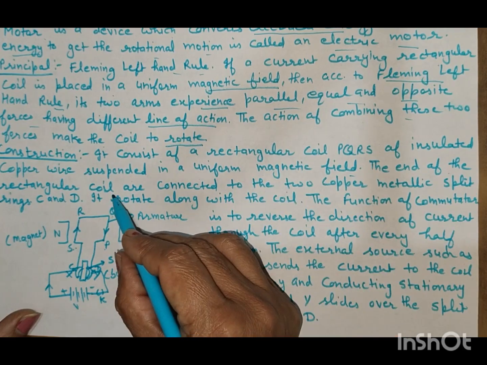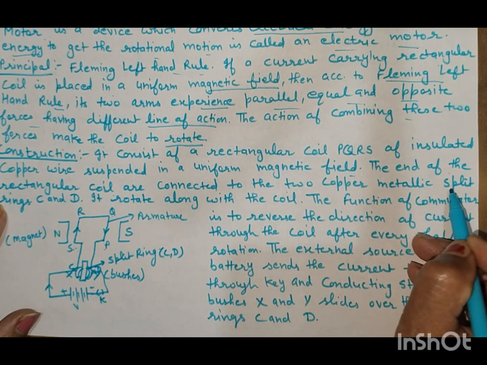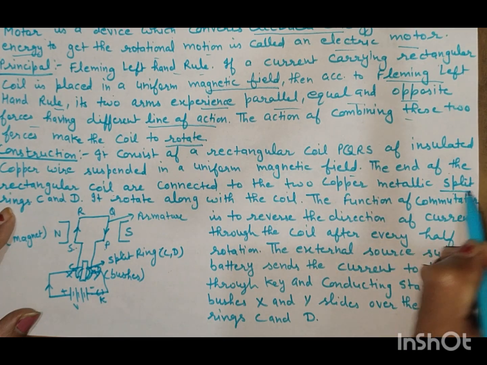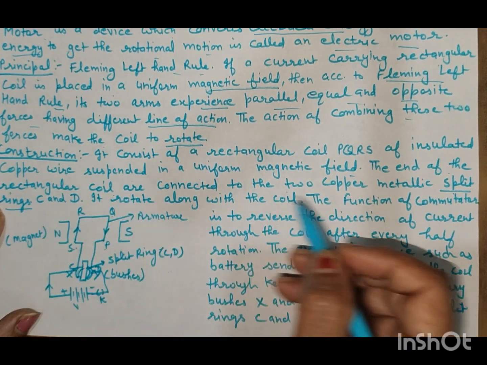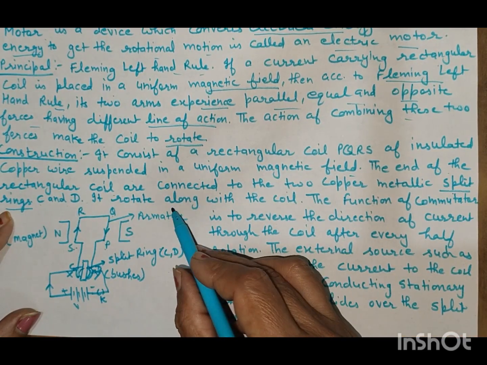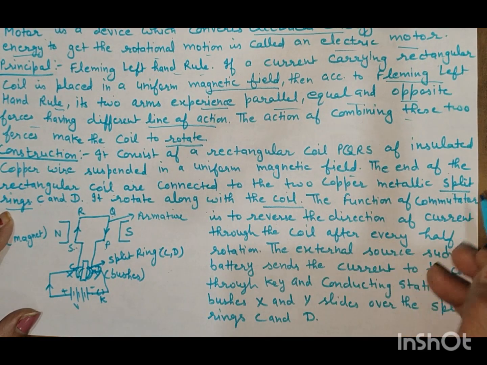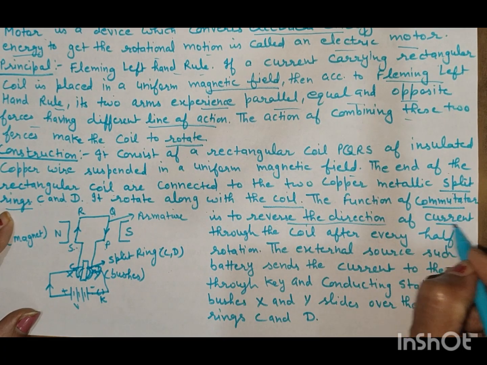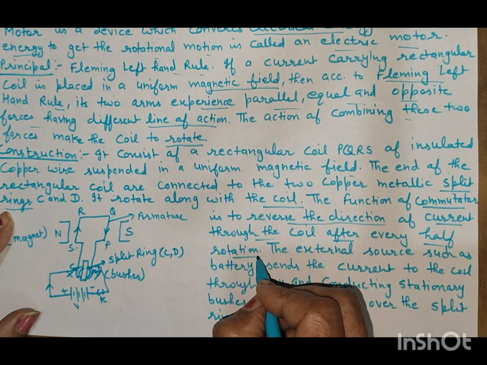The ends of the rectangular coil are connected to two copper metallic split rings. These are the split rings. It is divided into two parts, that's why it is called a split ring. C and D rotate along with the coil. The function of the commutator is to reverse the direction of the current through the coil after every half rotation.